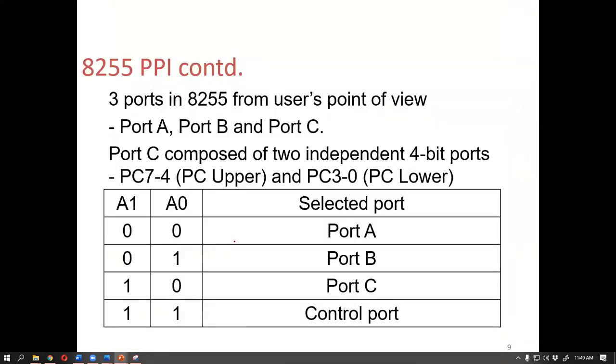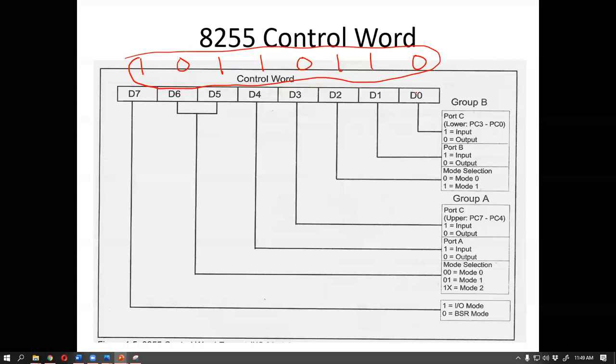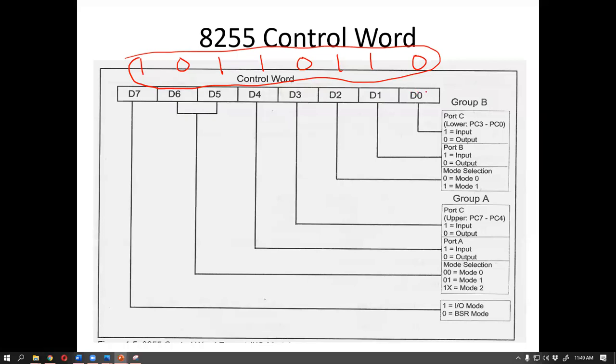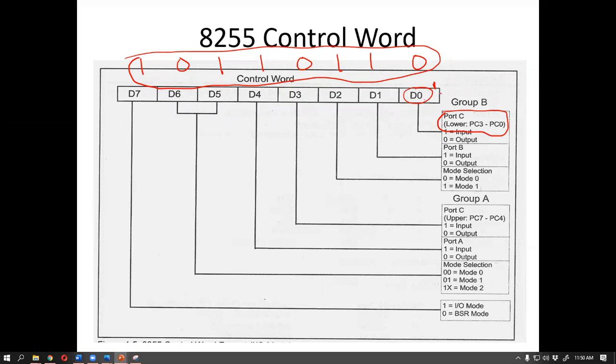Now for the work. D0 is the control for the lower part of port C, the 4 pins of port C. If this bit is high, meaning 1, then these 4 pins of port C are all input. Clear? If it is 0, then these 4 pins are all output.